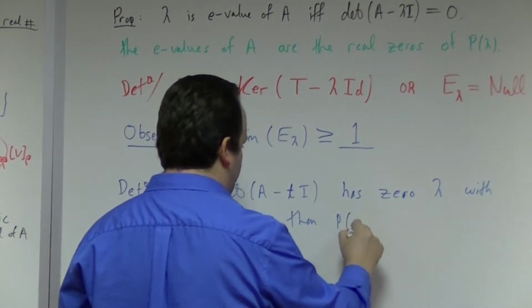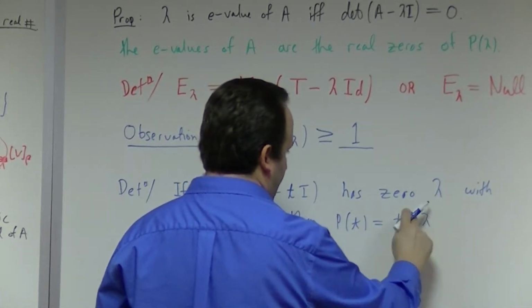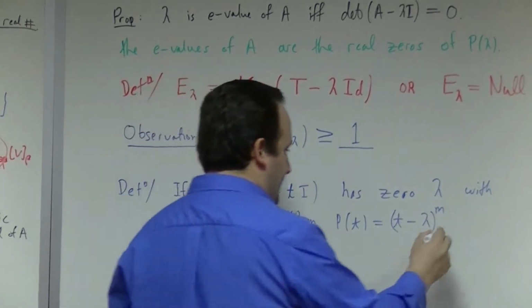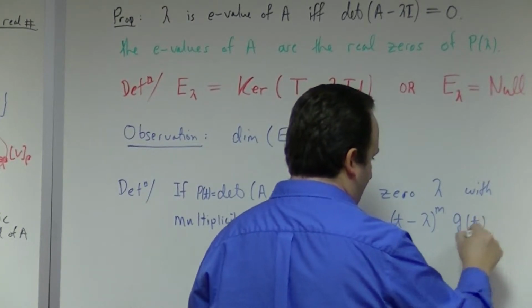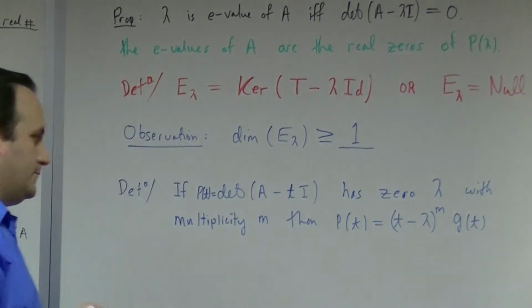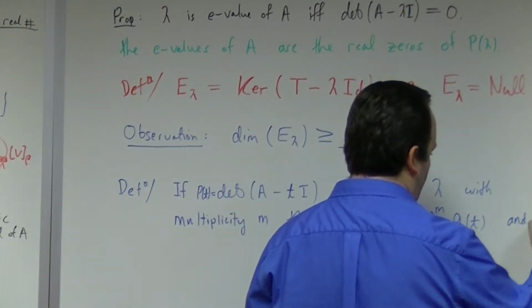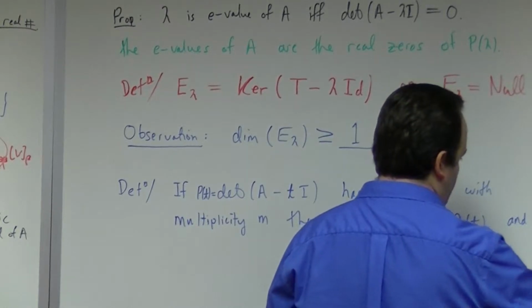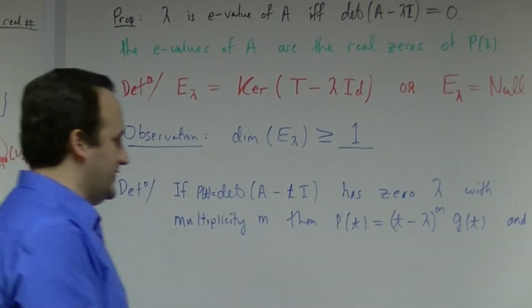What that means is that P of T is equal to something like T minus lambda to the mth power times some other polynomial, let's say g of t. And what about g of t? What can we say? G of lambda is not equal to what? Yeah, not equal to 0, right?